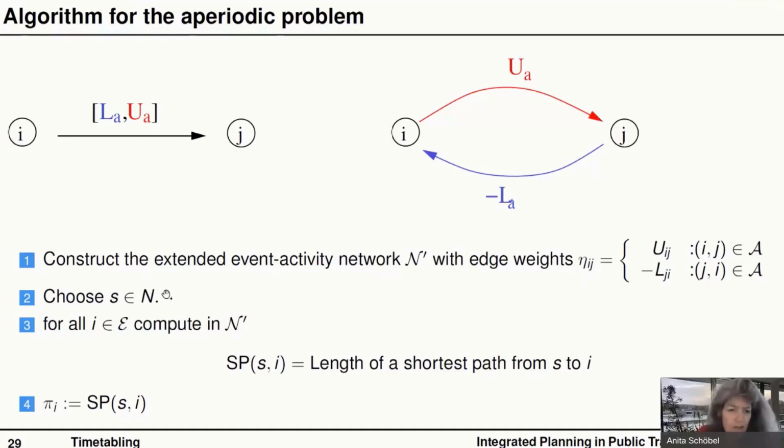Then you choose any starting node, no matter which one. And then for all other nodes, you compute a shortest path, which is an easy algorithm for everybody in computer science or traffic planning. So you can use Dijkstra or whatever you like. And the length of the shortest path from S to i gives us the value of the timetable. And this is always feasible. So it's a very easy algorithm which always gives you a feasible timetable. And I think it's quite surprising how easy it is.